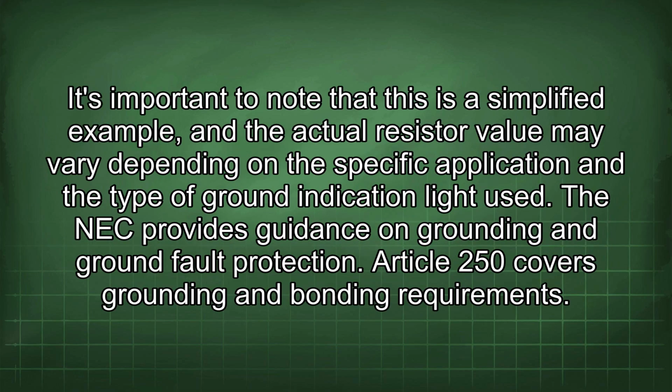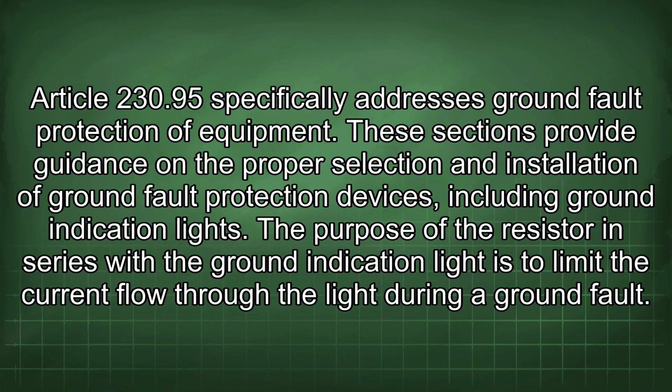It's important to note that this is a simplified example, and the actual resistor value may vary depending on the specific application and the type of ground indication light used. The NEC provides guidance on grounding and ground fault protection. Article 250 covers grounding and bonding requirements. Article 230.95 specifically addresses ground fault protection of equipment. These sections provide guidance on the proper selection and installation of ground fault protection devices, including ground indication lights.